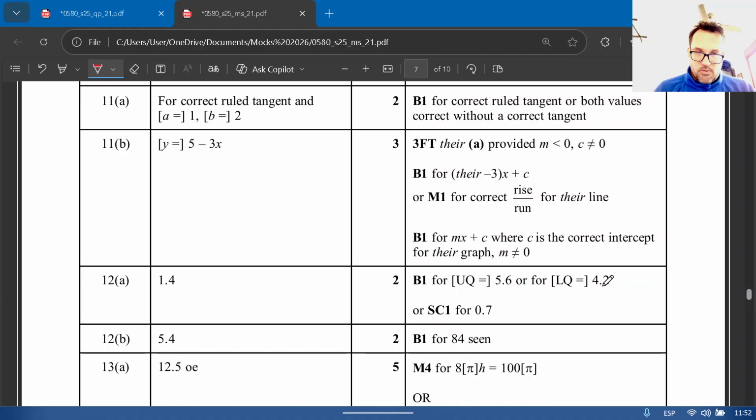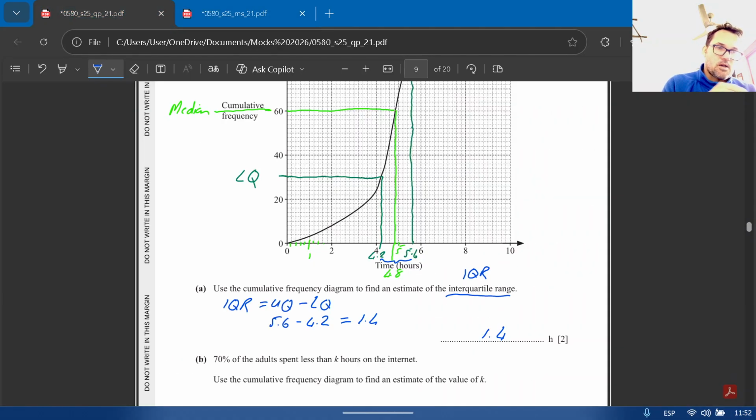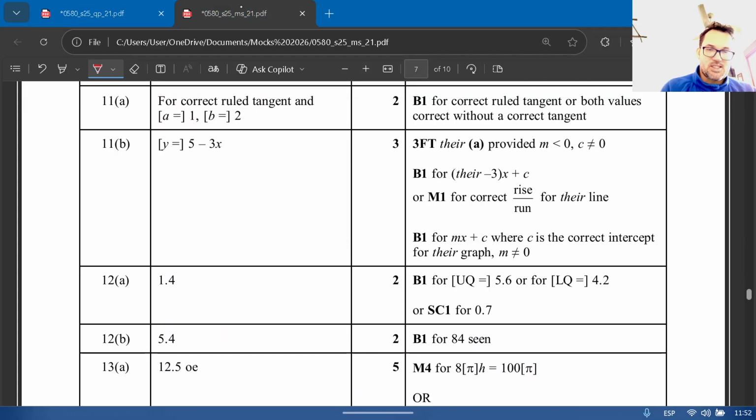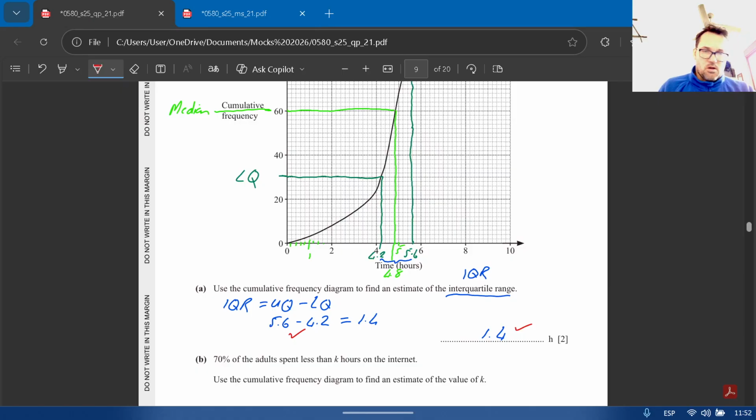5.6 and 4.2. You get a mark either for 4.2 or 5.6, either one of these, and 1.3. If you got 0 marks, but you got 0.7, special case, you can get 1 mark.